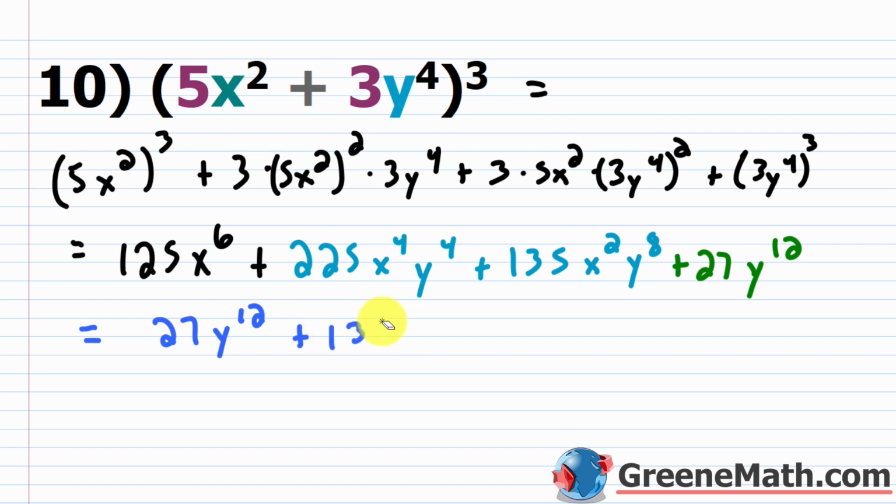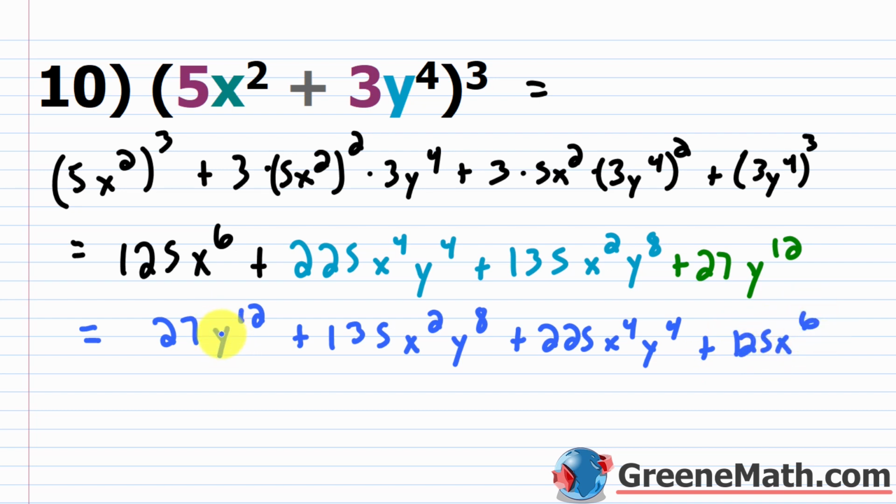135. So 135. We have x squared y to the 8th. Okay. And then next we would have this plus 225x to the fourth power, y to the fourth power. And lastly, I'd put plus 125x to the sixth power. So a degree of 12, 10, 8, and 6. Again, this is just me being trivial. A lot of teachers do not care about this, especially when you have two variables.